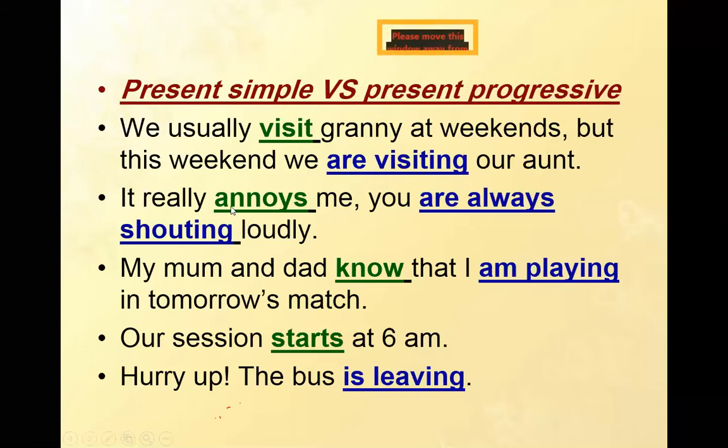Example number two: it really annoys is present simple. It really annoys me. You are always shouting loudly. Are always shouting expresses annoying habits with the present progressive. Example three: my mom and dad know. Know here is present simple, because it expresses their opinion, a state. I'm playing in tomorrow's match. I'm playing here is present continuous for future arrangements.